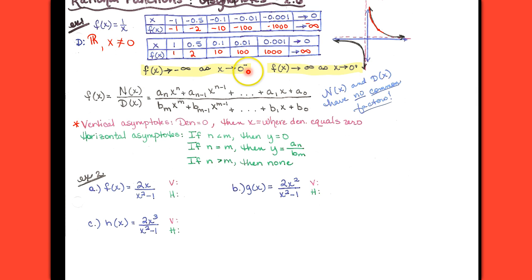So as I was approaching 0 from the left-hand side with my x values, my y values went to negative infinity. Similarly, this one says, as x approached 0 from the right-hand side, those y values approached positive infinity. So this just gives me a concise way of writing the behavior that was going on as I approached 0 from both the left-hand side and the right-hand side.